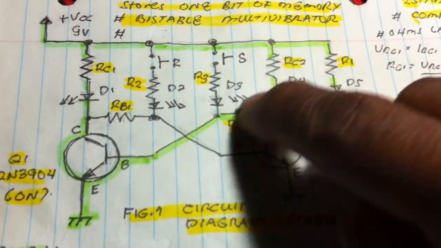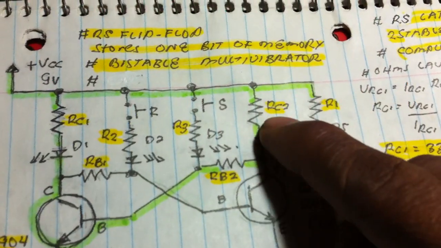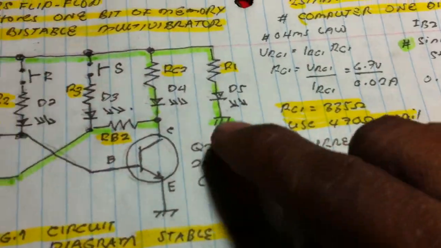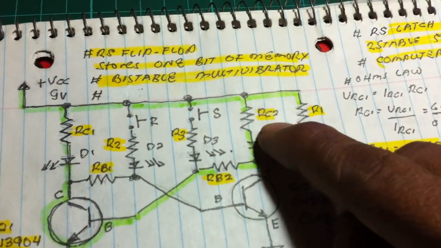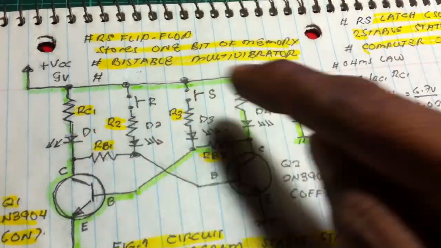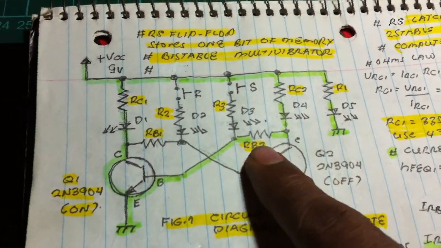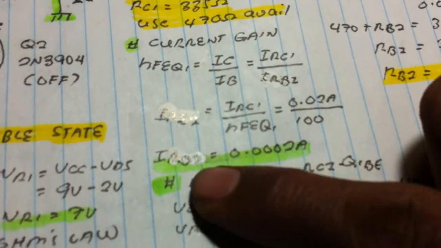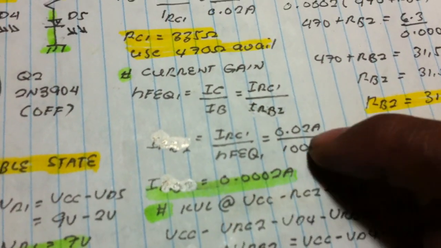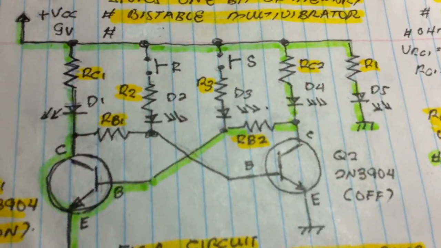So we are now at the input side. We're going to compute the values of RB2 and RC2. RC2 is equal to RC1 because we're going to design a stable circuit. Once you know RC1, you know RC2. They should be equal. And this value of RB2 we're now going to compute. We have to know the current that flows at RB2. So using the current gain, hFE of Q1, and then substitution, we get IRC1 0.002. I'm using hFE or beta of 100. That is now the current that flows at RB2.